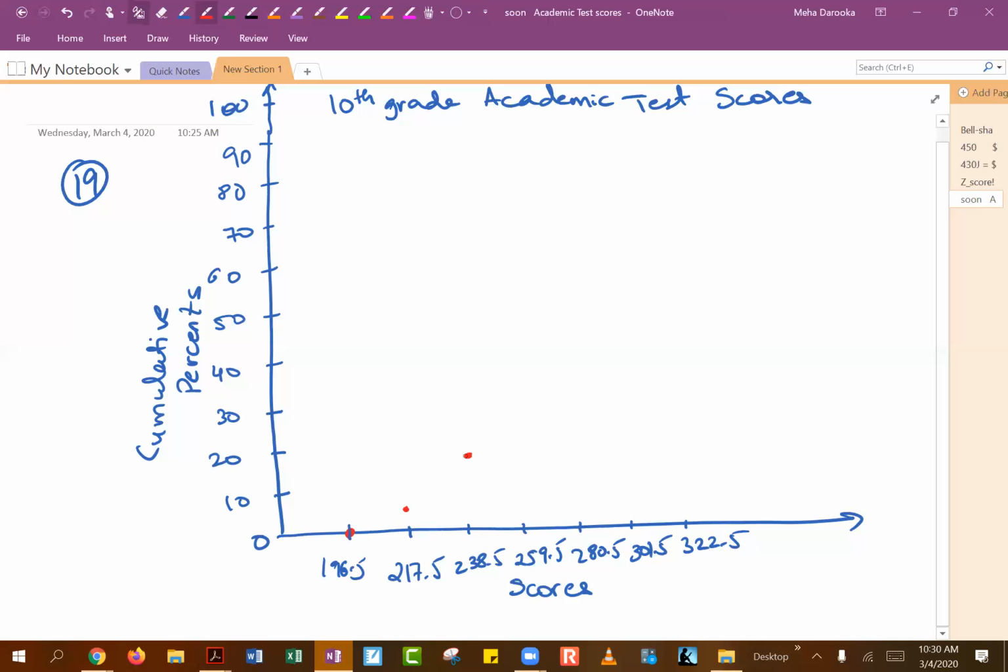Okay, so again, we're trying to go for accuracy again. At 259.5 was 37%. So halfway would be 35. So maybe just a little bit above that would be 37%. And again, you want to make sure you are in line horizontally and vertically. Okay.